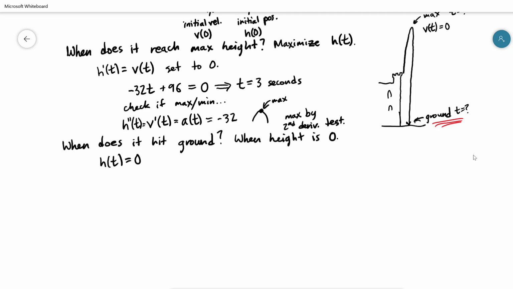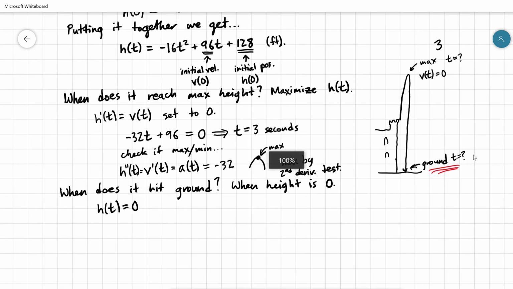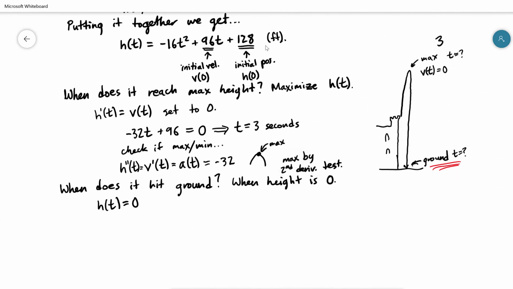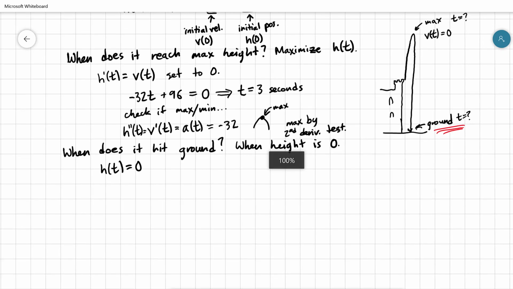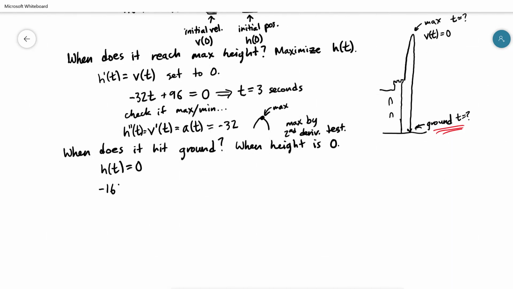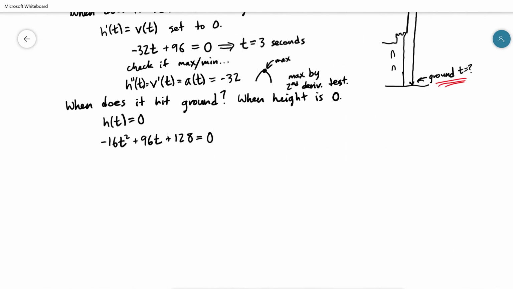Our h of t, going back up, we've got it written right here. I just need to set this thing equal to 0. So we've got, let me just write it down, negative 16t squared plus 96t plus 128 is supposed to be equal to 0. That's what we're trying to solve. We just need to solve for t.